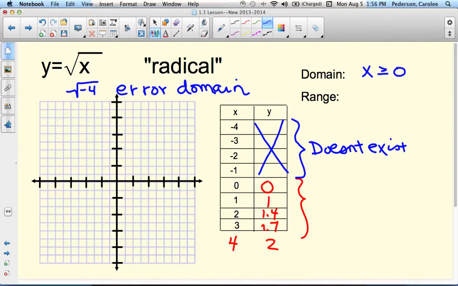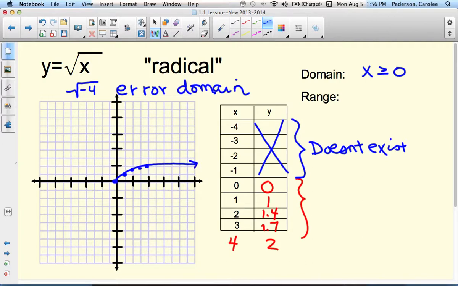All right, so let's go ahead and graph some of these ordered pairs and we'll show you what the range will be. So the first ordered pair is 0, 0. Then we have 1, 1, 2, 1.4, 3, 1.7, 4, 2. So the graph just kind of looks like this and goes off to the right.